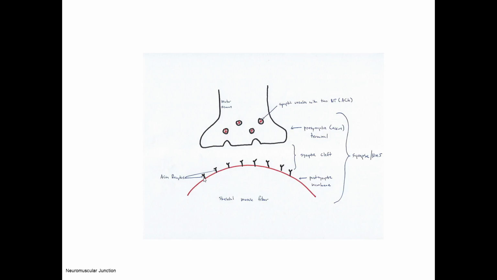The acetylcholine receptors, like any receptor, have specificity. Acetylcholine receptors can only bind acetylcholine. They cannot bind any other neurotransmitter. They cannot bind GABA or serotonin or norepinephrine. They are highly specific for acetylcholine.